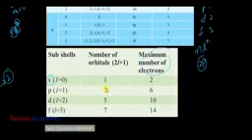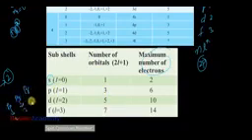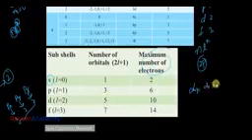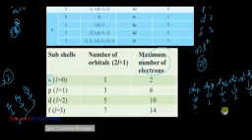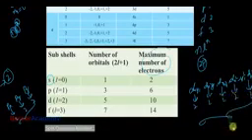P subshell has 3 orbitals, right? 3 orbitals: px, py, pz. This orbital can have a maximum of 2 electrons, this orbital can have a maximum of 2 electrons, and this orbital can have a maximum of 2 electrons. So altogether, how many electrons will be there? 6 electrons. D subshell has 5 orbitals: dxy, dyz, dxz, dx square minus y square, dz square. Each orbital will have a maximum of 2 electrons. 2 plus 2 is 4, 4 plus 2 is 6, 6 plus 2 is 8, 8 plus 2 is 10. So D will have a maximum of 10 electrons.